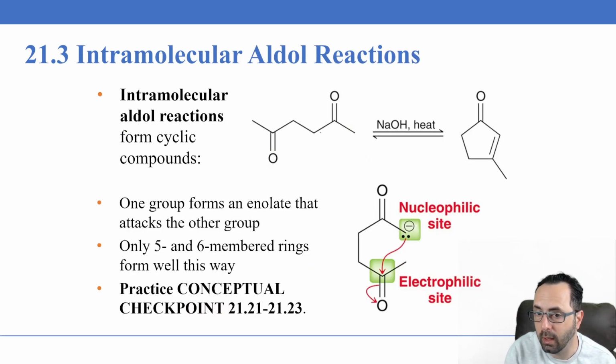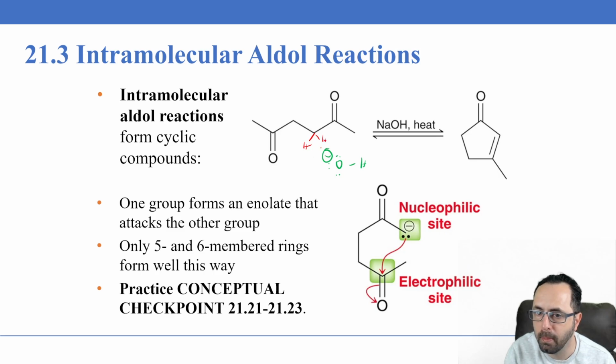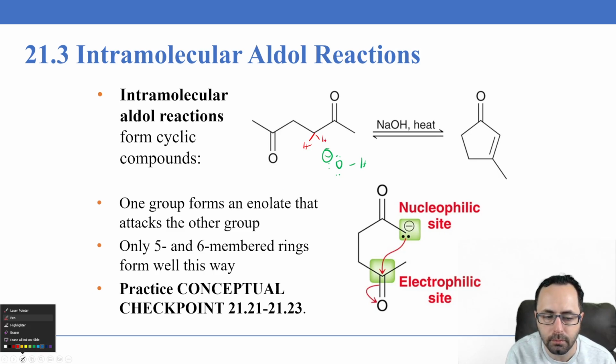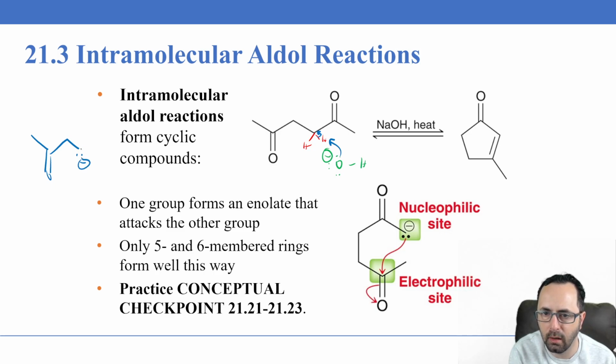So here we have a symmetrical diketone, and so it doesn't really matter which hydrogen we choose to remove. I'm going to now deprotonate this one here with the hydroxyl group. And so now we end up with the compound like this. I'll just draw it over here where I've got some room. We end up with this kind of an enolate ion here.